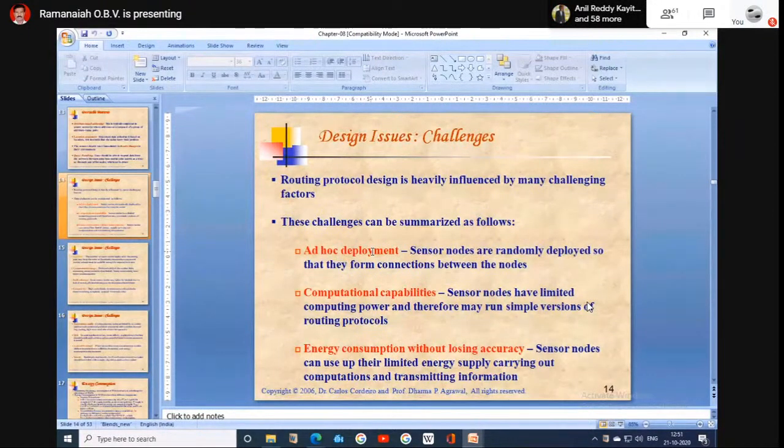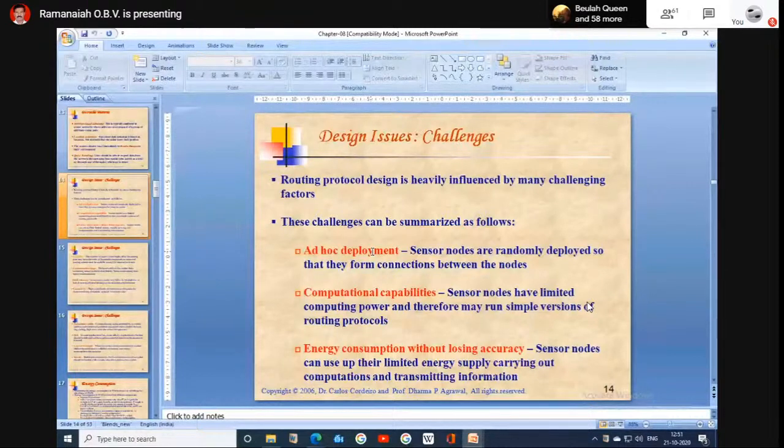Scarce resources. Resources are very limited. You cannot compare with your desktop, workstation, laptop, or smartphone. Given that strict limitation, how do we run the algorithm or an application, software? That is a challenge. Then energy consumption without losing accuracy. Energy conservation is to be ensured, and at the same time, you cannot compromise with poor accuracy. You don't want to lose the accuracy.